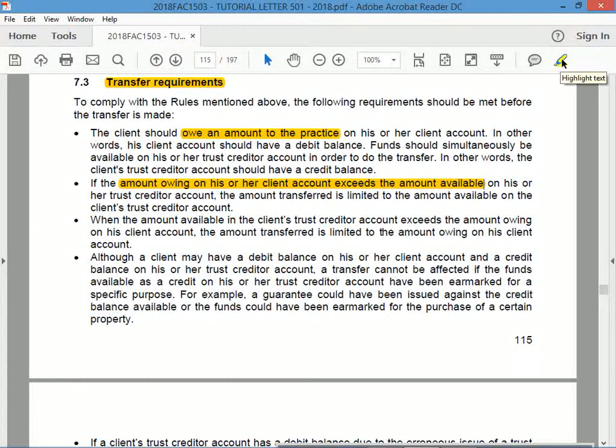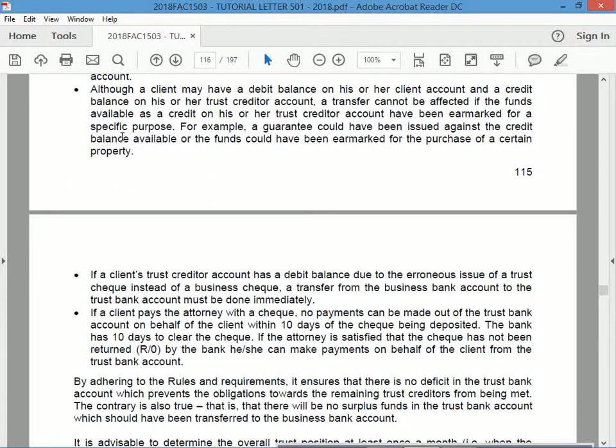So if you are charging the client a fee of, let's say, 100, and in their trust bank account they've only got 80, you can't transfer more than what's available. That's logical. When the amount available in the client's trust creditors account exceeds the amount owing on his client account, obviously you'd be limited to the amount that's owing. So the opposite. If the client has 120 and you are going to be transferring 80, you can't take the full 120. You can only take what's due to your business. Again, logical.